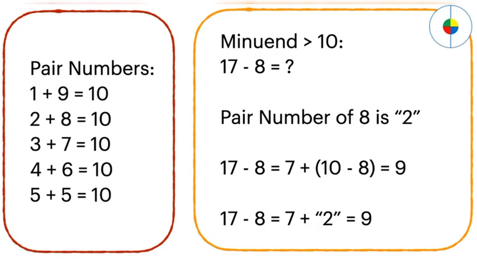If the minuend is greater than 10, find the pair number of the subtrahend, then add the ones position of the minuend. For example, 17 minus 8 is 7 plus the pair number of 8, which is 7 plus 2 equals 9. 16 minus 9 is 6 plus the pair number of 9, which is 6 plus 1 equals 7.